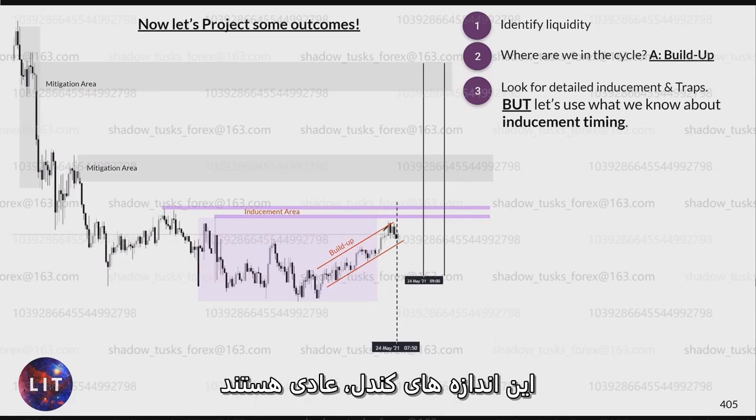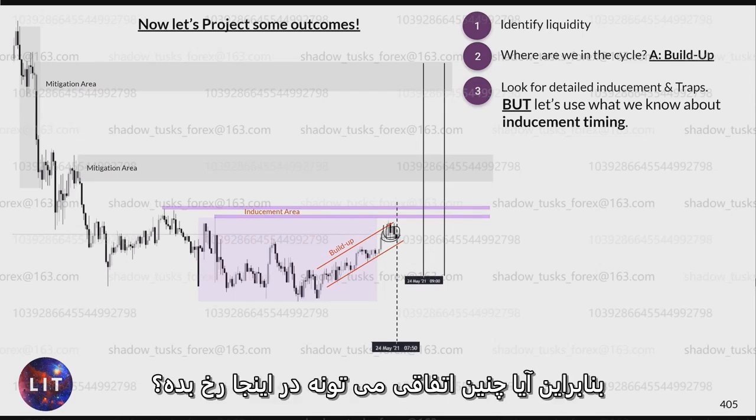Again, this is normal candle sizes, right? You see the normal day, right? So can this happen in here?